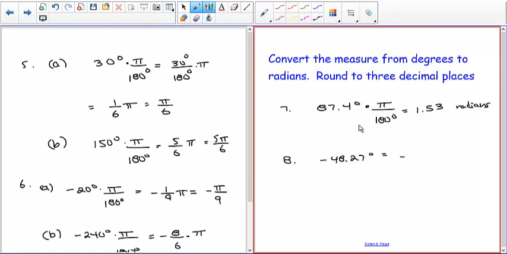And you do the same thing down here. So you take 48.27 degrees multiplied by pi divided by 180. So 48.27 times pi, 3.14159, divided by 180, and you get negative 0.842 radians.